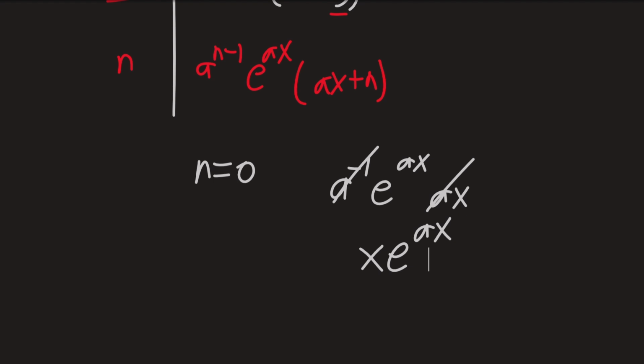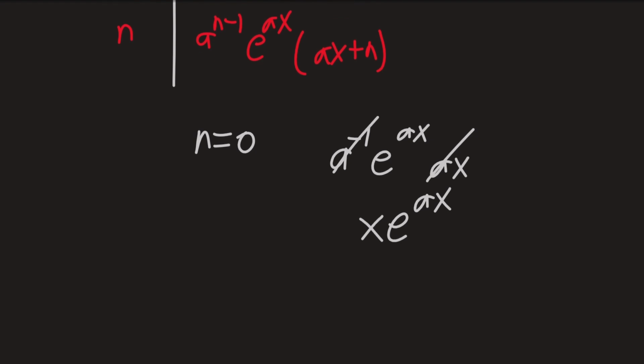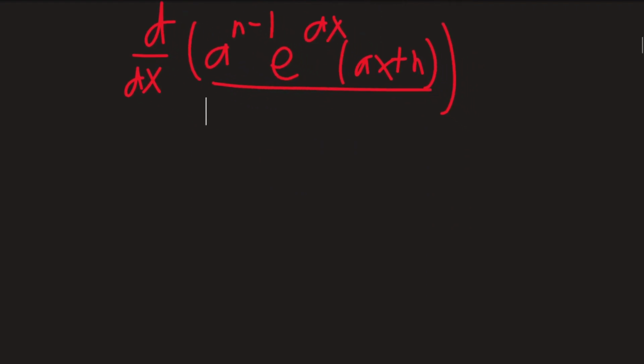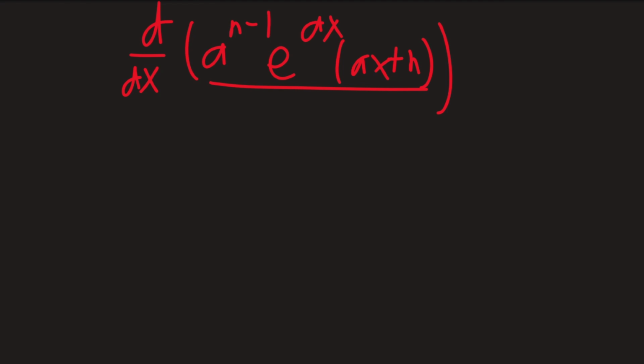So all we have to do now to prove this by induction is take the derivative, d over dx, of a to the n minus 1 e to the ax times ax plus n. What this should give us is this expression here, but as if we were to replace n with n plus 1. It really isn't a bad derivative to evaluate at all. We can just put the a to the n minus 1 on the outside. And what we're left with, by product rule, is a e to the ax, and then we're just adding a e to the ax times ax plus n.